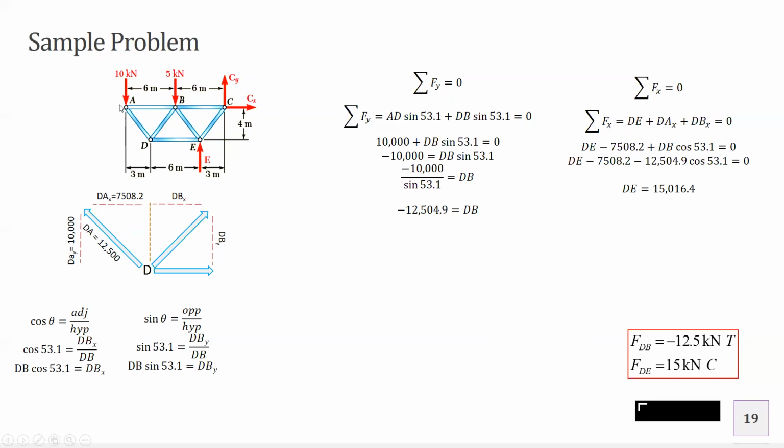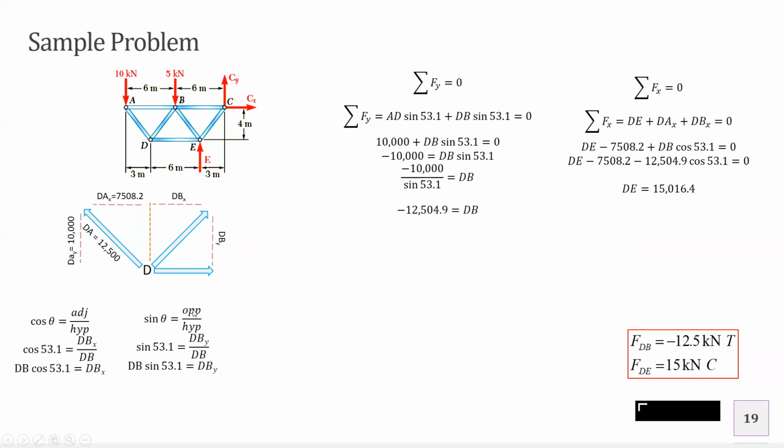Now we're going to do the exact same things, and find the DBX and the DBY for this diagonal. So we're going to break it into its components. We take again the cosine as adjacent over hypotenuse. So the cosine of 53.1 is DBX over DB. Move my DB over, and I get DB cosine 53.1 is equal to the DBX.